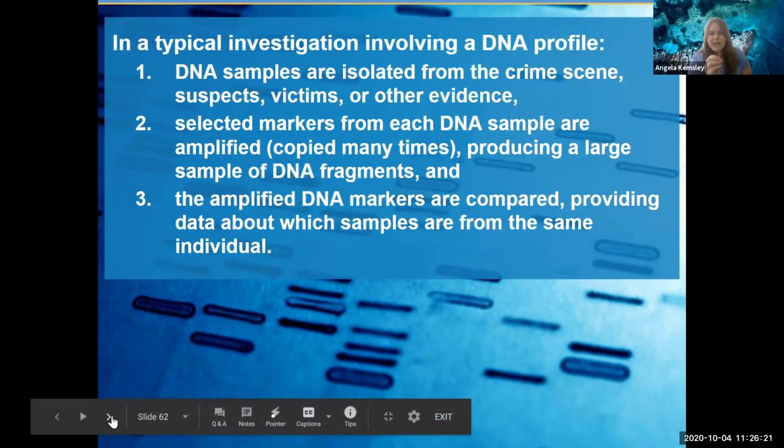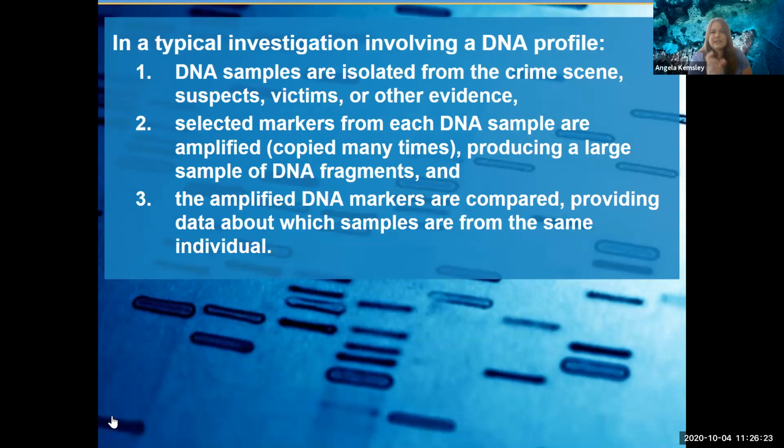In a typical investigation which involves DNA profiling, DNA samples are isolated from the crime scene, the suspects, the victims, or other evidence, because we might find a little piece of hair or a little speck of blood at a crime scene, but we have to have something to compare it to. Either we need to have someone's DNA already on file, or we need to get a sample. Quite often you'll see in the crime dramas where they have a set of suspects and they swab their cheek. They're getting a DNA sample from that person to compare with DNA they found at the crime scene. Selected markers from each DNA sample are amplified. That means they're copied many times.